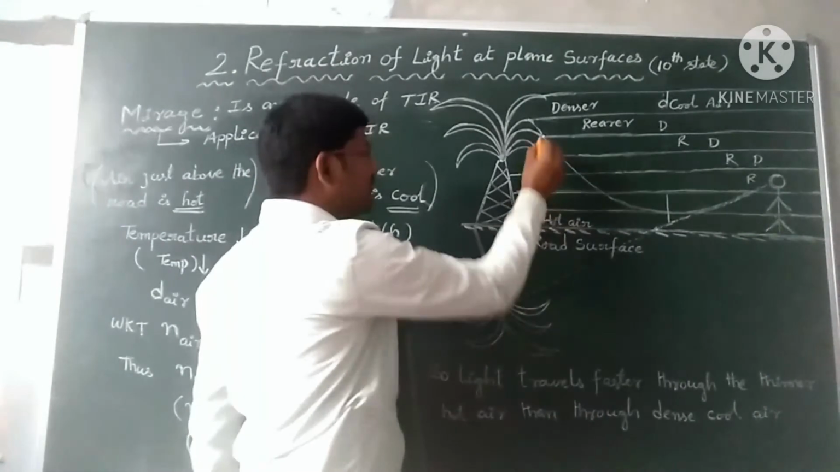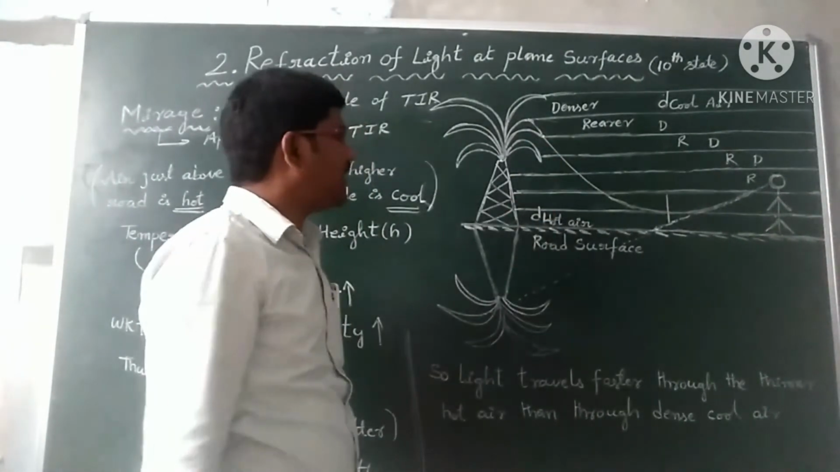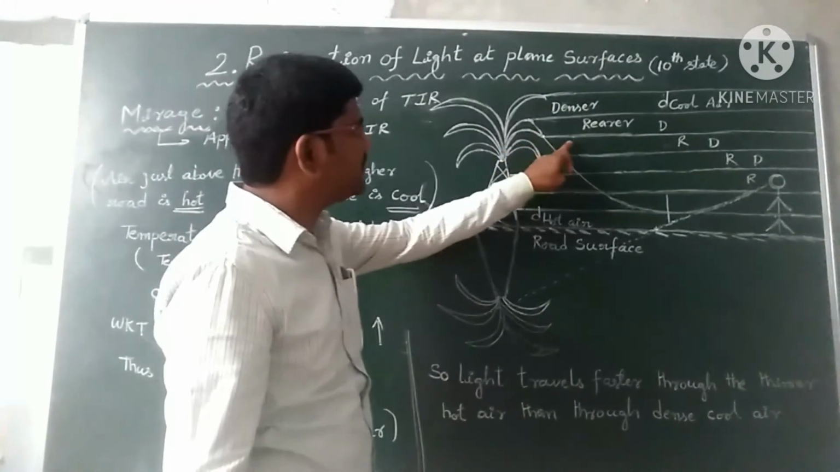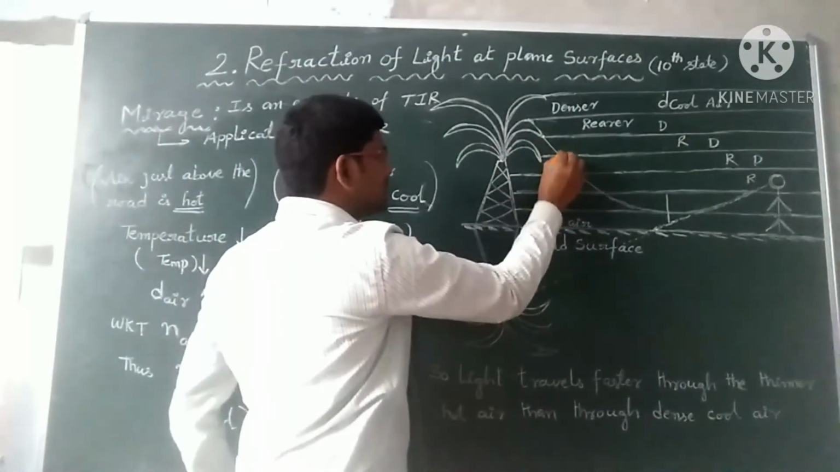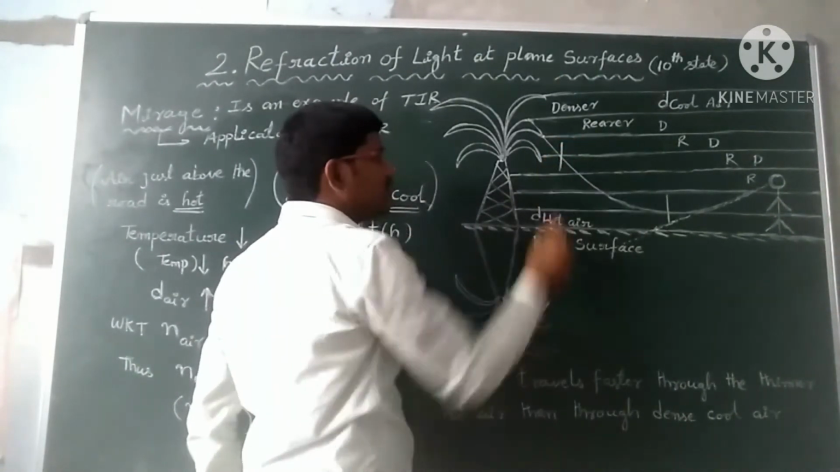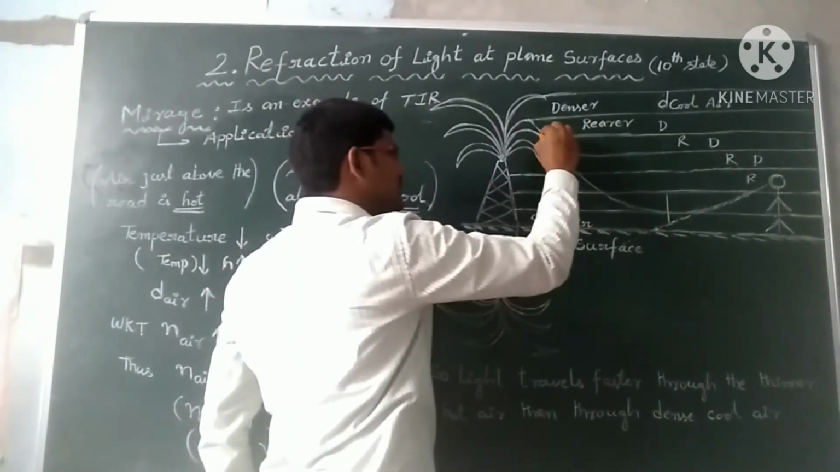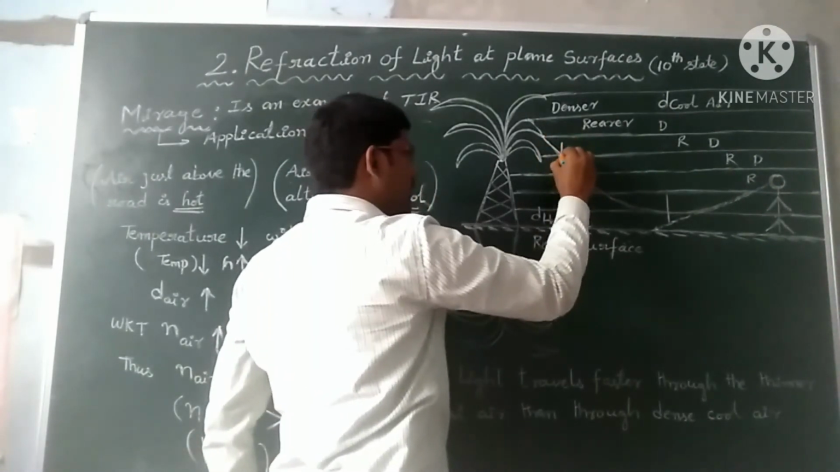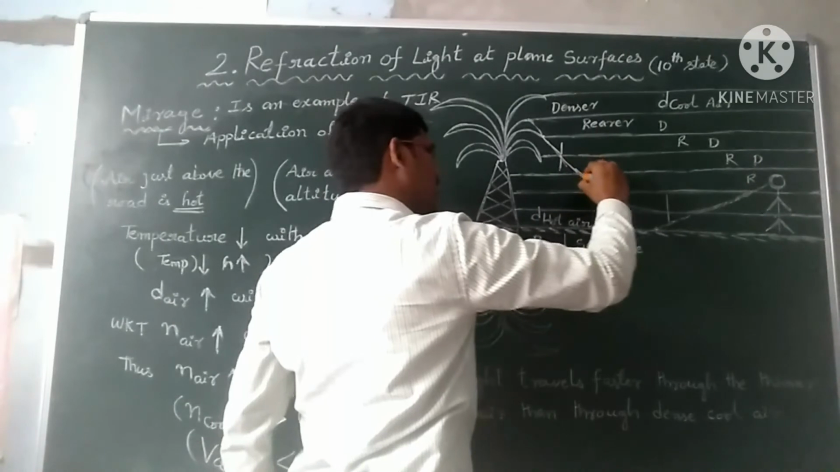If we observe, this is a light ray from the tree. It is passing from denser to rarer, and this is the point of incidence. Here we have drawn the normal. Denser to rarer means it bends away from the normal. This is the original path, and it has bent away from the normal.